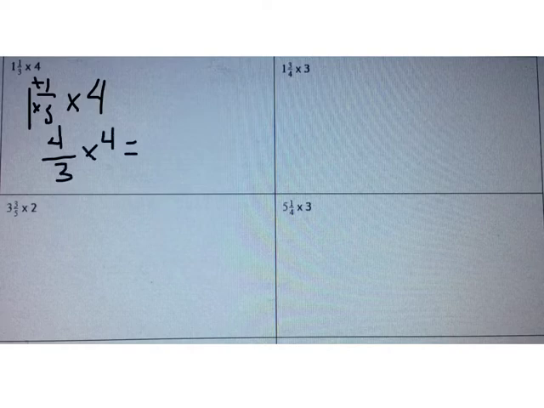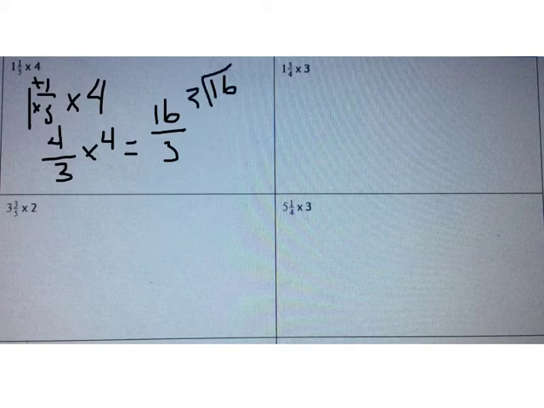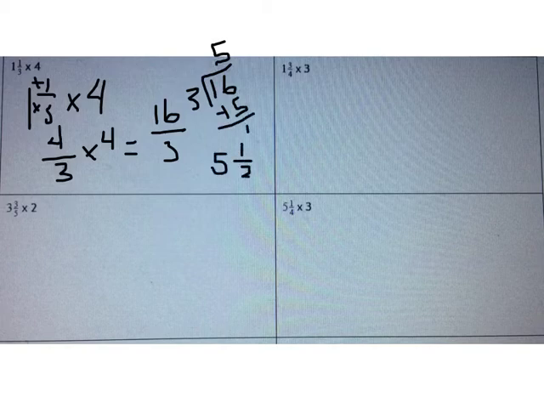What's 4 thirds times 4 written as an improper fraction? Well, 4 times 4 is 16 over 3. Now I just need to change it back to a mixed number. What's 16 over 3 written as a mixed number? Well, 16 divided by 3 is 5 with 1 left over. So the answer is 5 and 1/3.